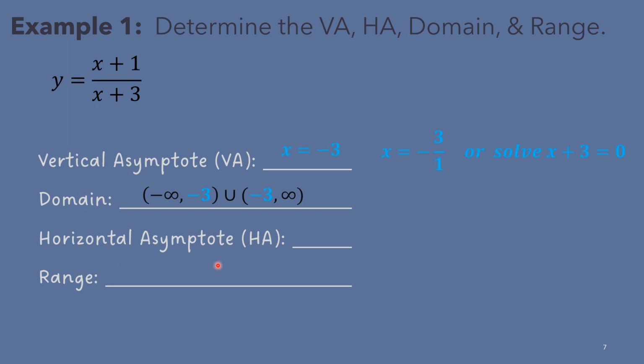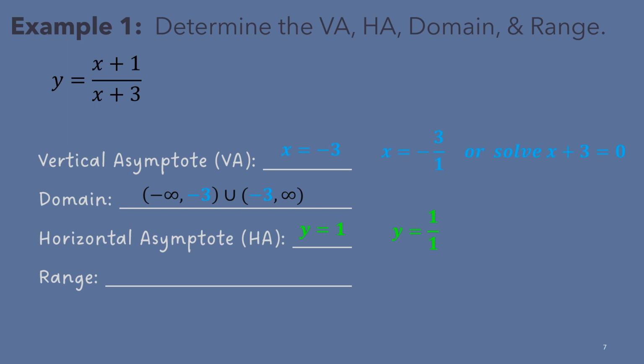All right, now determining our horizontal asymptote. These numerator and denominator terms both have a power of 1. They each also have a leading coefficient of 1. So our horizontal asymptote is 1 over 1, which is y equals 1.